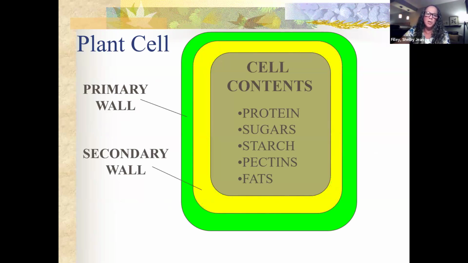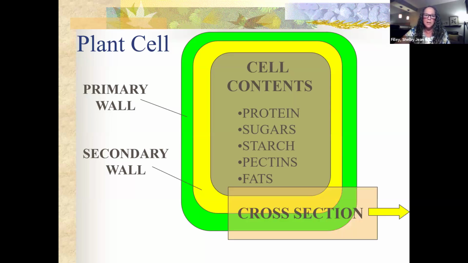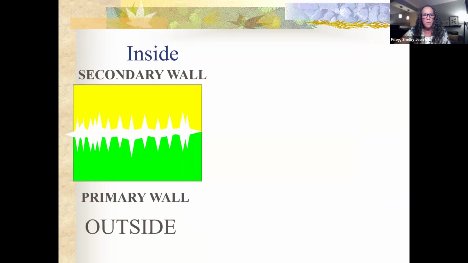But as the plant matures, the secondary cell wall thickens the cell, and it makes it more difficult for the microbes in the rumen to access those cell contents. So if we look at a cross section of this cell wall to see what's going on, we see that there is cellulose, hemicellulose, and lignin in that plant cell wall.